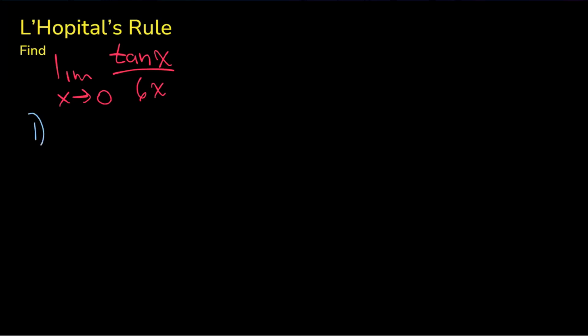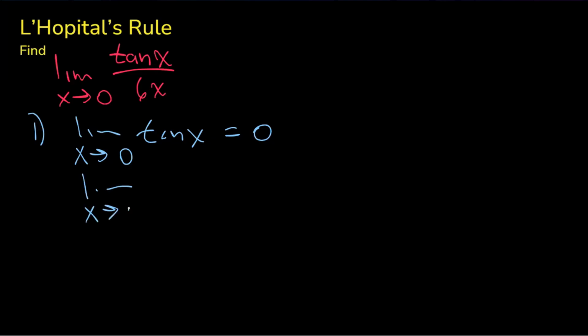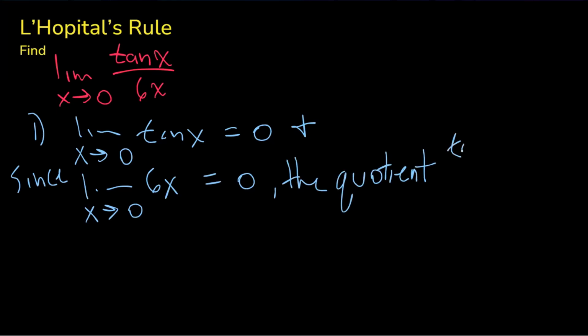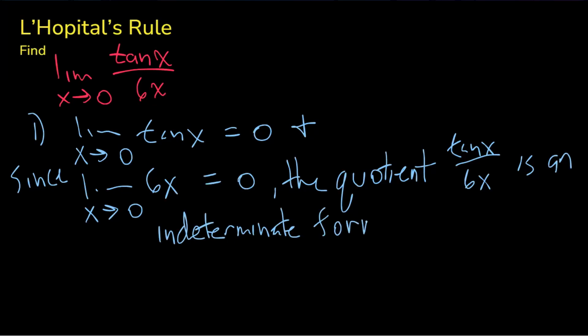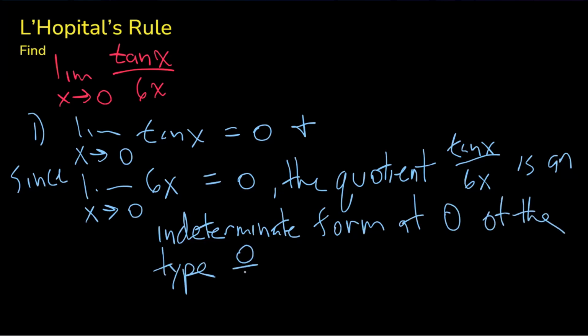So for step one, you want to find the limit as x approaches 0 of tangent x, and then the limit of the denominator as x approaches 0 of 6x equals 0. So what you would do is say, since the limit as x approaches 0 of tangent is 0 and the limit as x approaches 0 of 6x is equal to 0, the quotient tangent x over 6x is indeterminate form at 0 of the type 0 over 0.